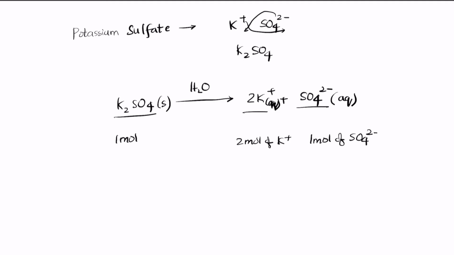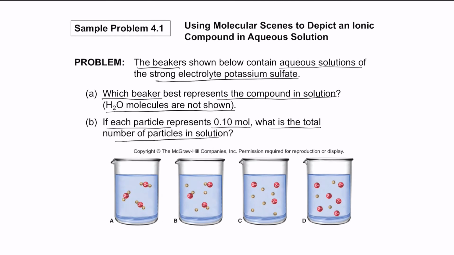So let me write it this way. There is 2 minus here, and there is 1 plus. So for every 2 minus, there are 2 of the 1 plus. So which one represents that correctly in all of the diagrams here?